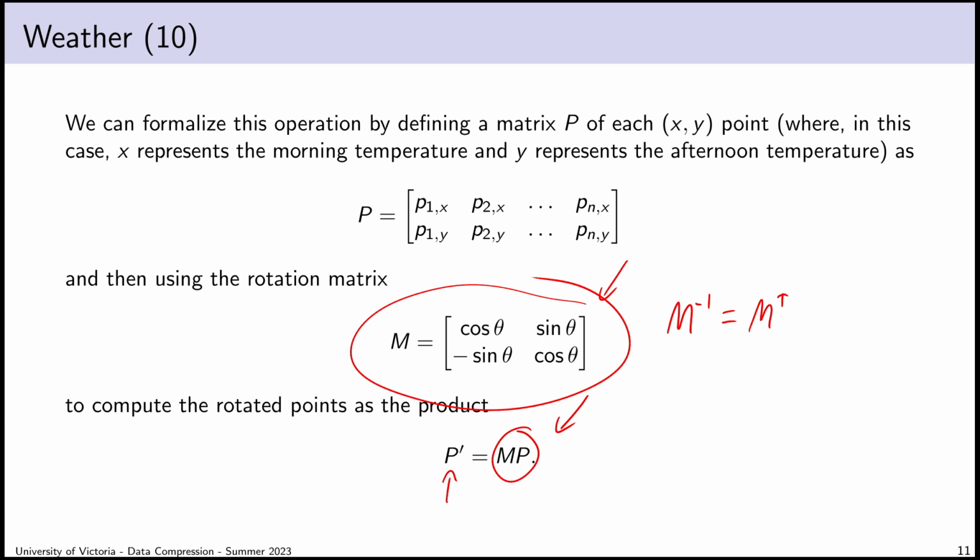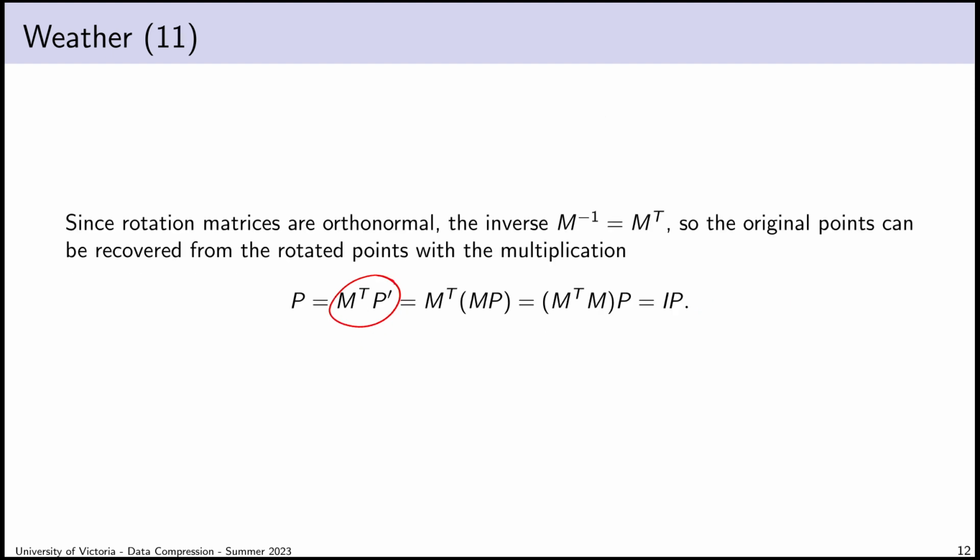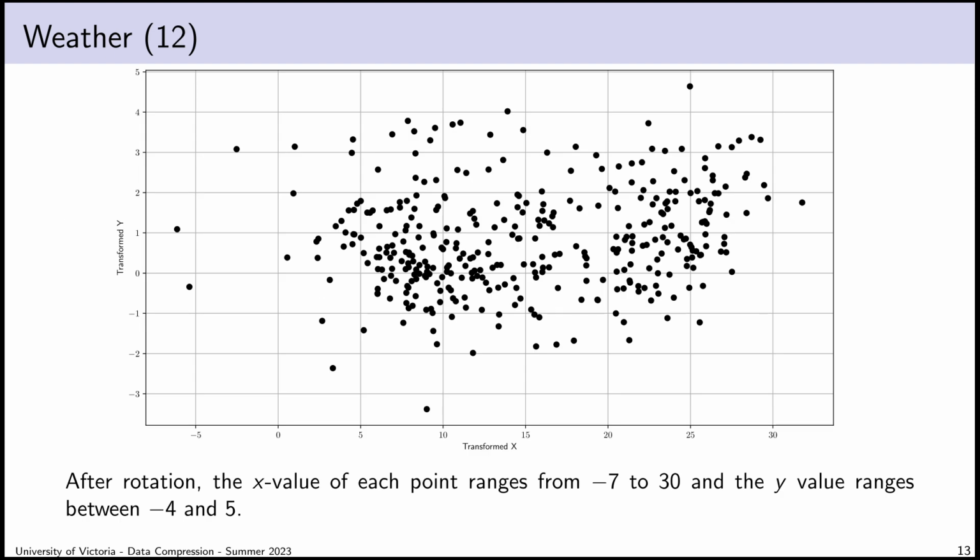So although I'm doing trigonometry and rotations, once I have the transformation worked out, I have a transformation matrix, it is linear, I just have to do a bunch of arithmetic, and of course, processors are pretty good at that, so I can expect that to be reasonably fast. Okay, so after the rotation, the x value ranges from negative 7 to 30, so a larger range than before, and the y value ranges between negative 4 and 5, so a smaller range than before, which is nice because now I can tweak the way I represent my data.